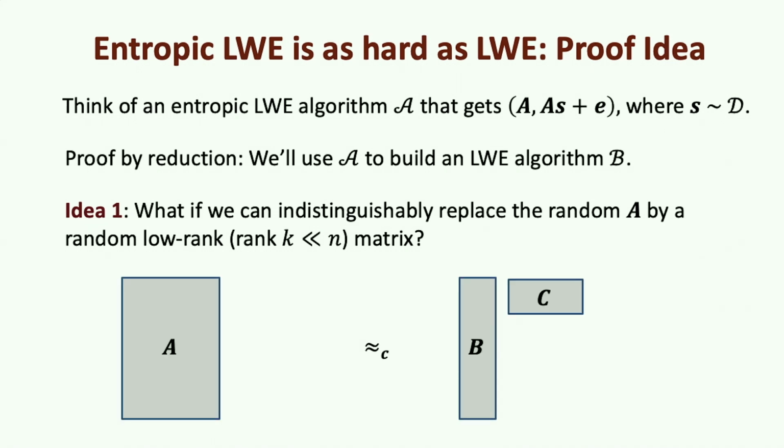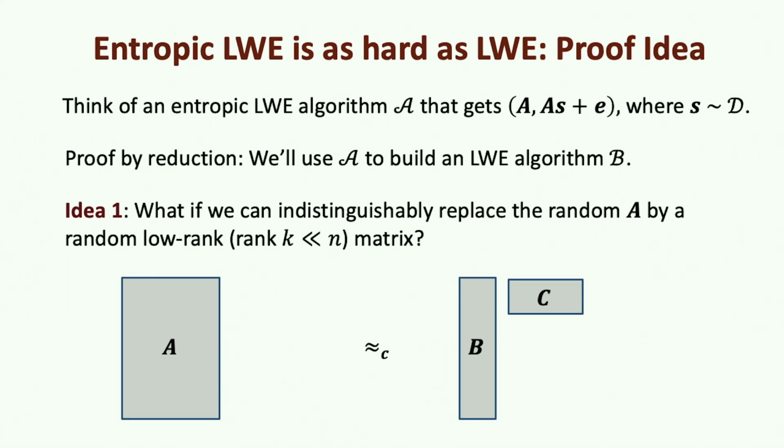So here's the first idea. What if you can replace the random matrix A by a low-rank matrix? A low-rank matrix is B times C, where B and C are rank k, approximately. How many people think I can do this? Indistinguishability here means no polynomial time algorithm can tell if I'm giving you the one on the left or the one on the right.